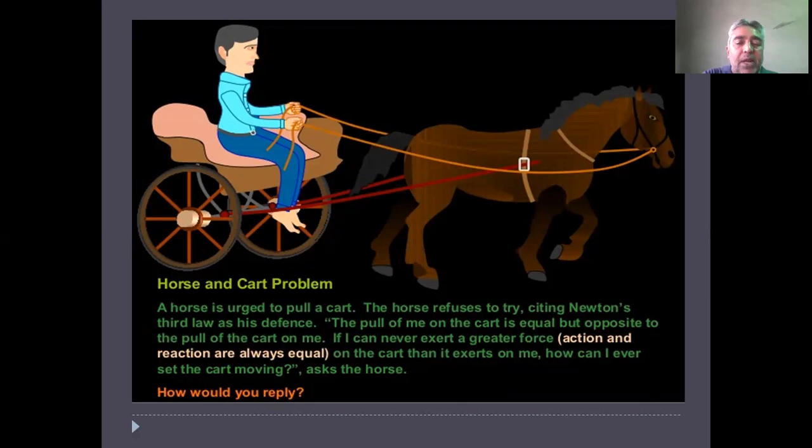How can a horse pull a cart? A horse is urged to pull a cart. The horse refuses to try, citing Newton's third law as the defense. The pull of me on the cart is equal but opposite to the pull of the cart on me. If I can never exert a greater force, since action and reaction are always equal, on the cart than it exerts on me, how can I ever set the cart moving? So how would you reply?